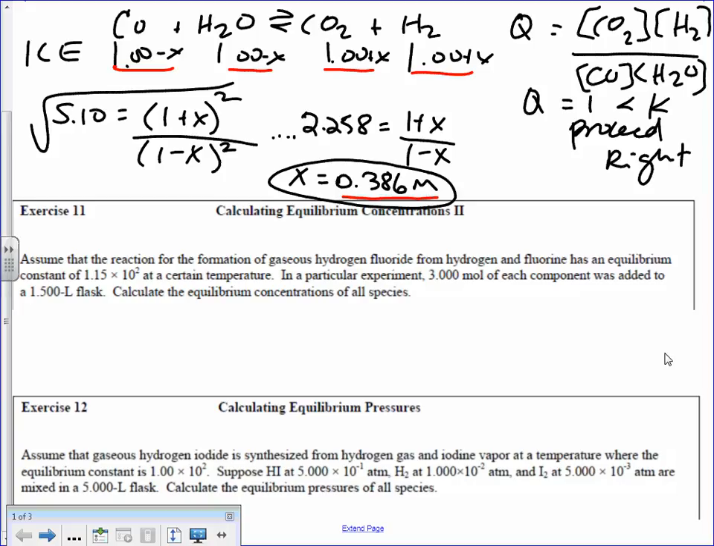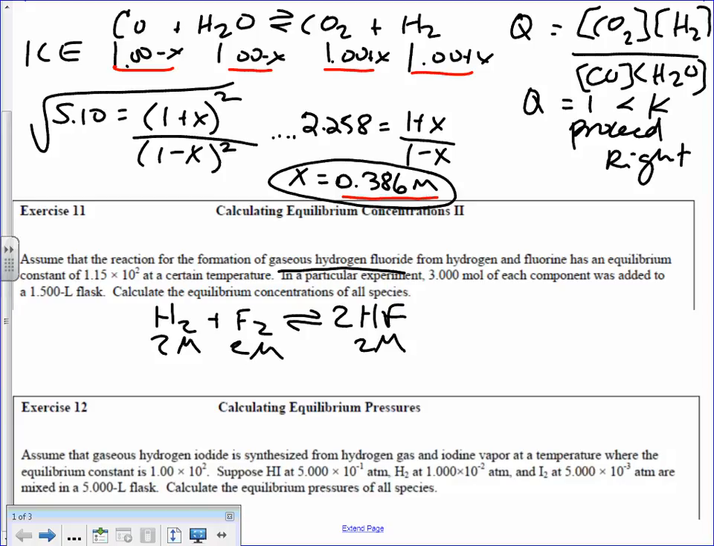And this is formation of gaseous hydrogen fluoride from hydrogen and fluorine. So diatomic hydrogen and fluorine equilibrate to hydrogen fluoride. So it's 2 of those. So then whenever you set this up to be 2 molar, is it given for all of them? Yeah, for each component. So 2 molar, 2 molar, and 2 molar.